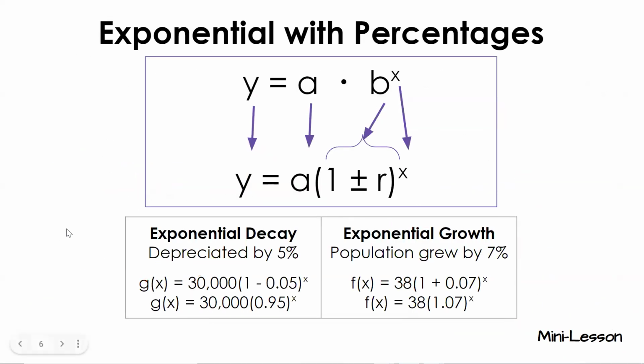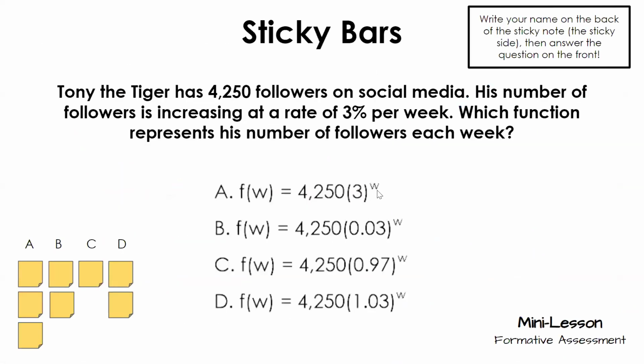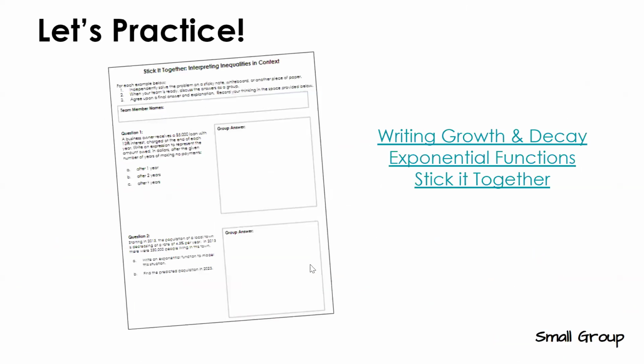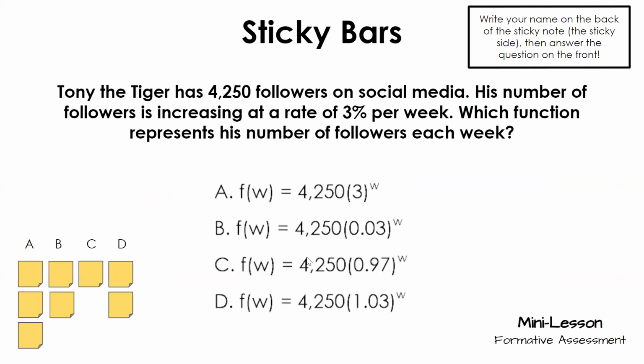Okay, so just a reminder, we've talked about this already, but again, we've got growth and decay. These are the same equations. They really are. This is called simple interest. Okay? Go ahead and take a moment. Go ahead and answer this question on your paper. So Tony the Tiger has 4,250 followers on social media. His number of followers is increasing at a rate of 3% per week. Which function represents the number of followers each week?